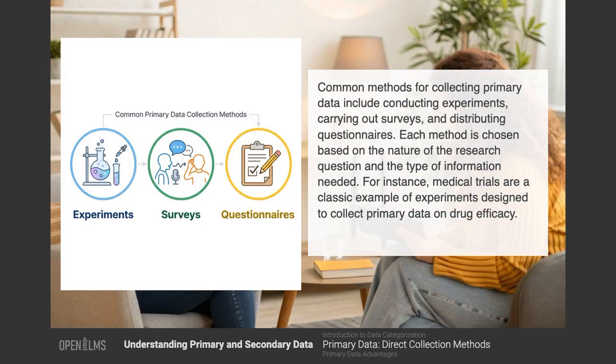Common methods for collecting primary data include conducting experiments, carrying out surveys, and distributing questionnaires. Each method is chosen based on the nature of the research question and the type of information needed. For instance, medical trials are a classic example of experiments designed to collect primary data on drug efficacy.